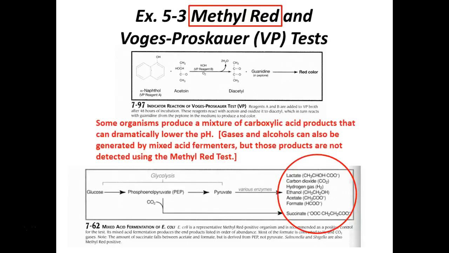So organisms like E. coli, when you give them things like glucose, they can produce numerous acids. They can produce lactate, they can produce acetate, formate, they'll even produce ethanol and alcohol, they'll produce carbon dioxide and hydrogen gas, right? And succinate, another acid. So that's a lot of acid, right? And it's enough to significantly drop that pH to 4.4 or lower.